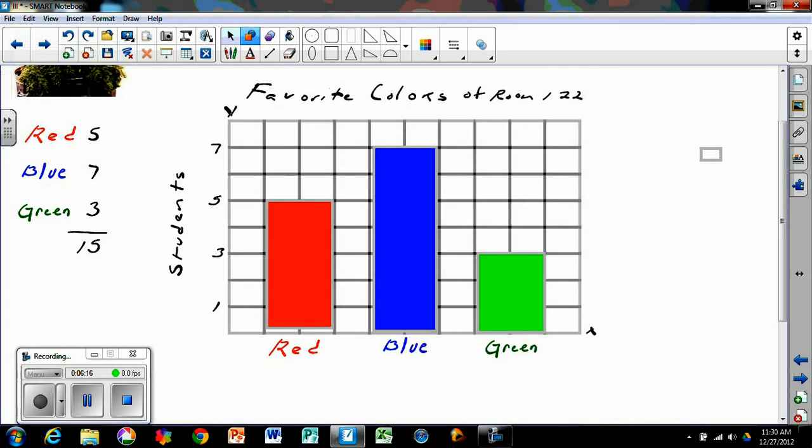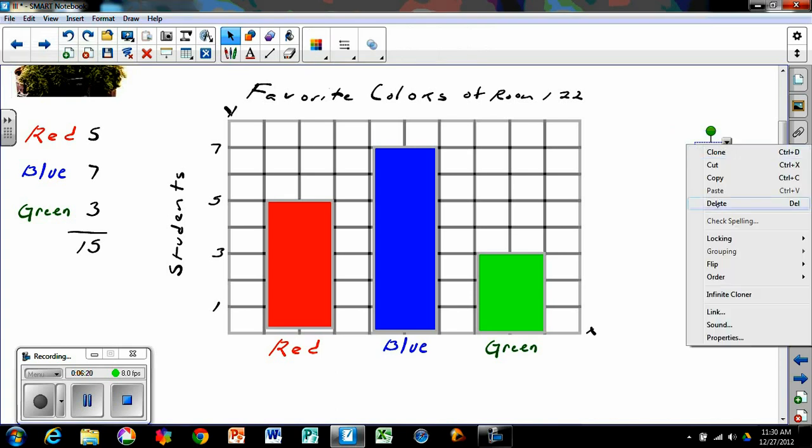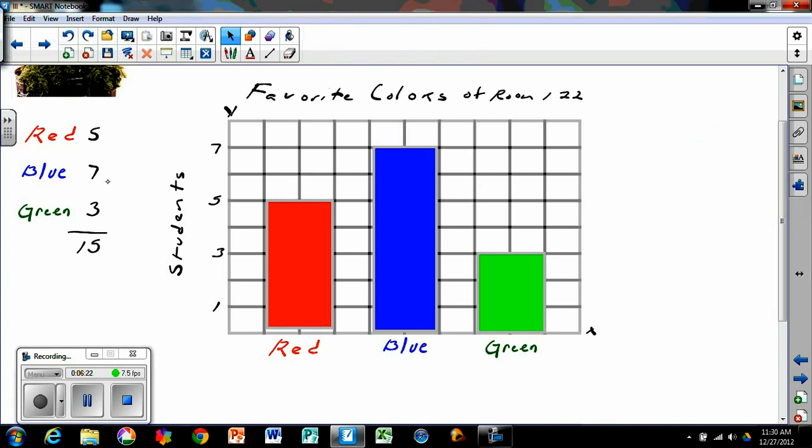So now as you can see, I have a bar graph that shows the results of our different choices. In our next lesson, we're going to take this information and we're going to turn this bar graph into a circle graph.